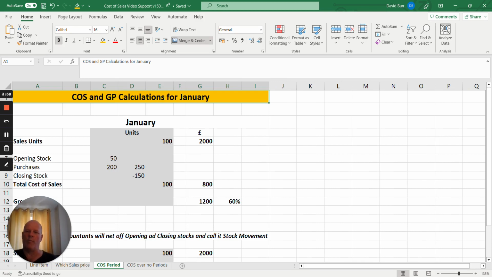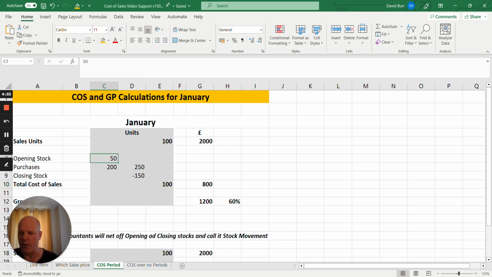Obviously, you're not just going to sell one bottle of wine in your restaurant or your pub or your cafe. You're going to sell lots of varied products, and to do that, you'll need a different formula. You'll now need to include what you started off with, opening stock, and what you still hadn't sold, closing stock. You add the opening stock to your purchases, and then you deduct your closing stock, giving you a total cost of sales, in this example, of 100 units.